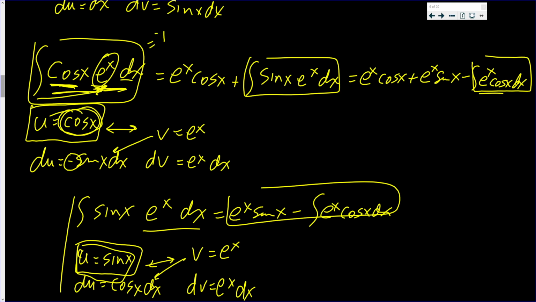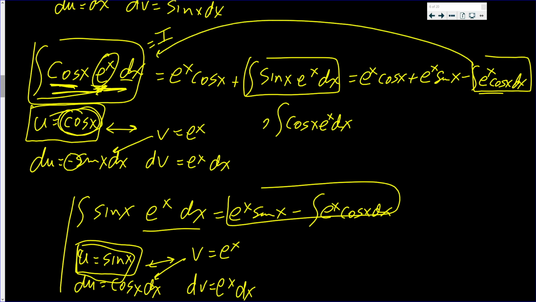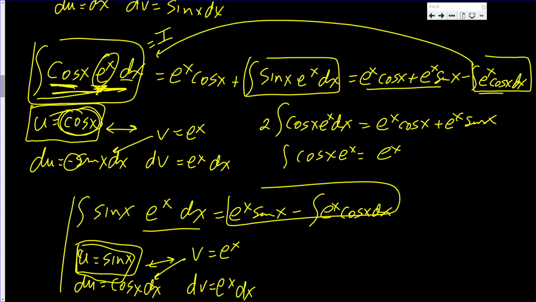If I call the original integral I, actually let me not call it I. You have cosine x e to the x dx. You bring this to the other side, so now you have two of them, and it equals this: e to the x cosine x plus e to the x sine x. So therefore, the integral in question is equal to the right-hand side, I'll erase that plus sign in a moment, all over 2. Okay, we got twice what we wanted.